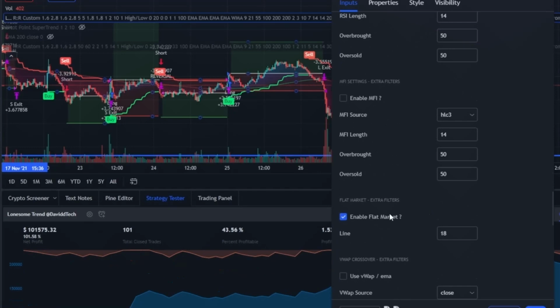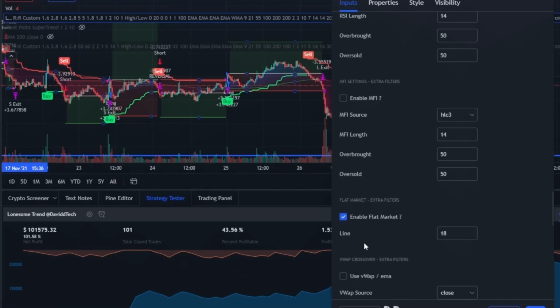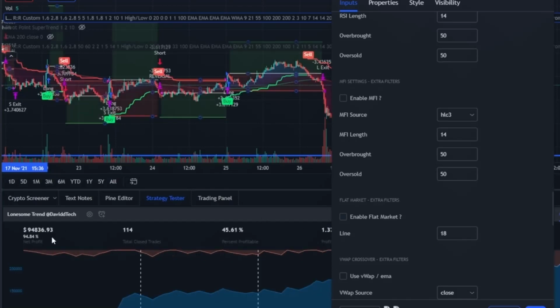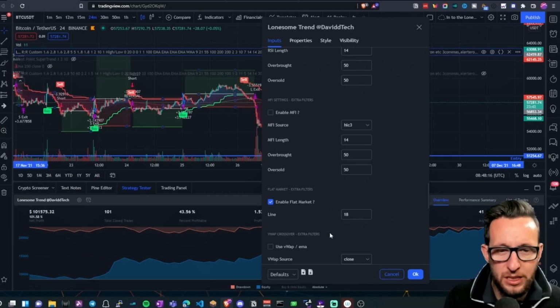And then if you go down, I've also got the flat market indicator, which I've set to 18. Same sort of indicator as ADX. It helps to filter out bad trades. If we remove that one, it's giving us 94 and 114 trades. So it hasn't got rid of many, but it has actually worked. So it may be worth leaving it on there.